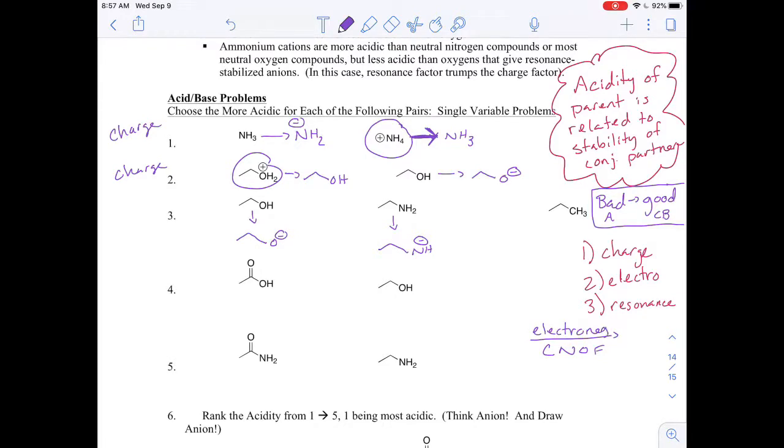Right? The more negative or more electronegative an element is, the more favored it is if it has the charge. So because oxygen has the negative on here, this would be more favored. Oh, I missed the other one. I'm sorry.